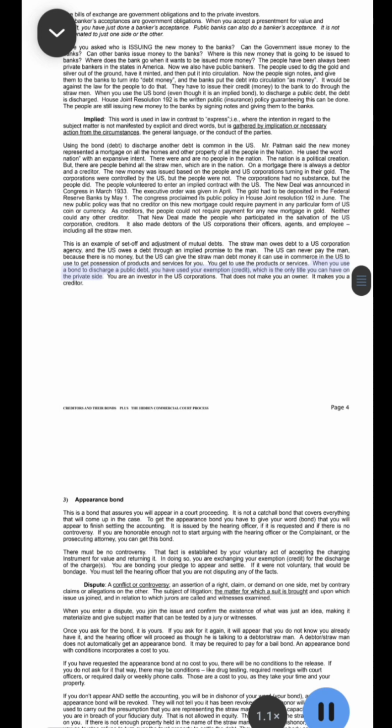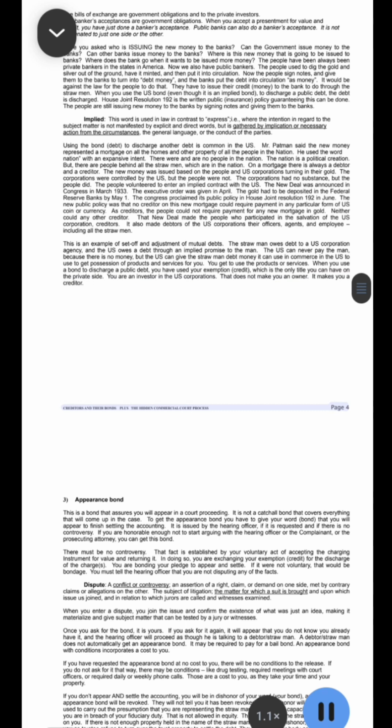When you use a bond to discharge a public debt, you have used your exemption credit, which is the only title you can have on the private side. You are an investor in the U.S. corporations. That does not make you an owner. It makes you a creditor. Creditors and their bonds plus the hidden commercial court process.